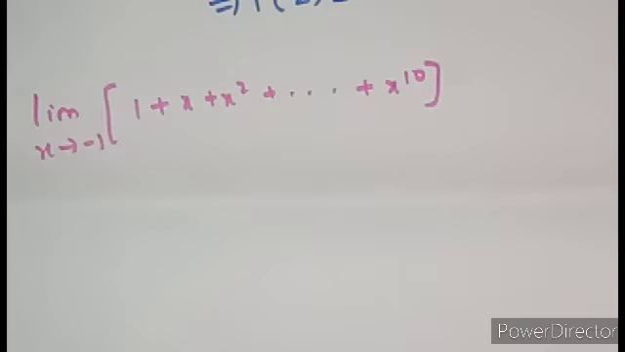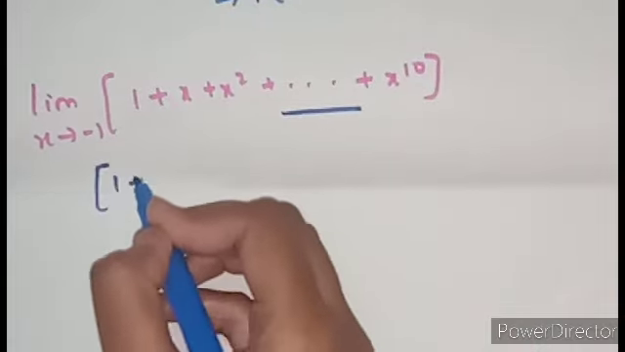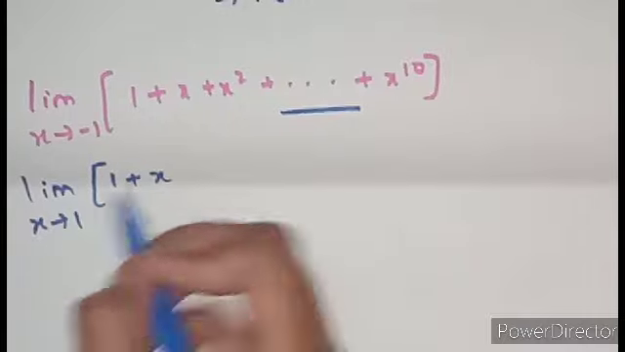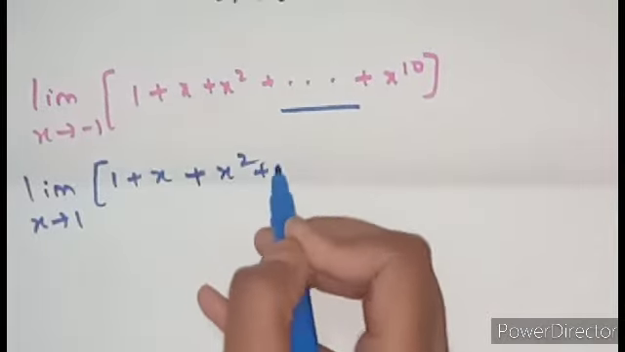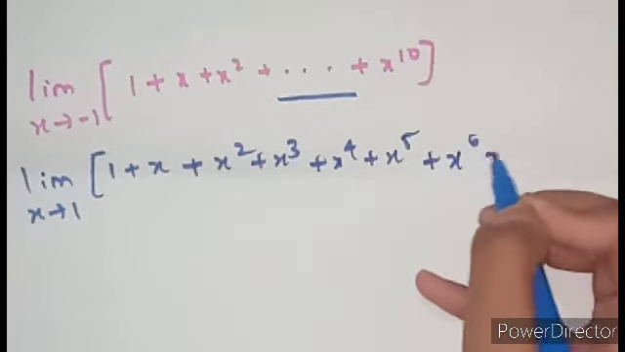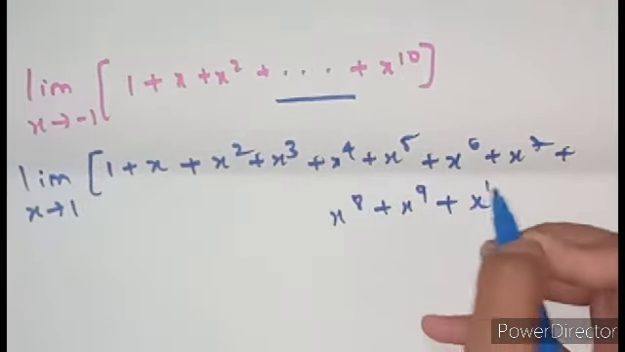Limit x tends to minus 1, 1 plus x square and so on up to x power 10. So this "so on" means we have to use x cube, x power 4, x power 5, x power 6 up to x power 9. So first put limit x tends to minus 1, 1 plus x square, x cube, x power 4, x power 5, x power 6, 7, 8, 9 plus, and the last term is x power 10.